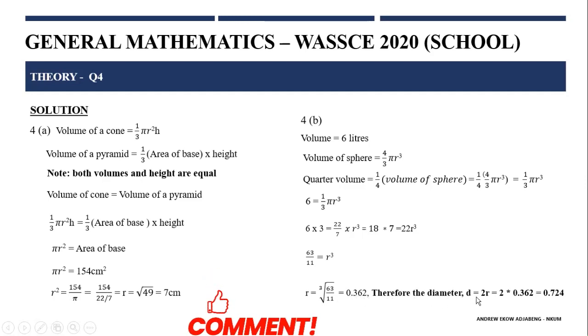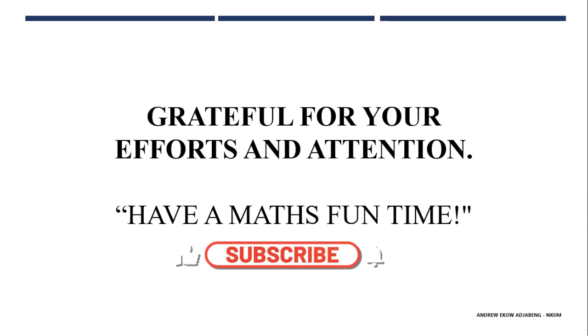Therefore, to find the diameter is 2 times the radius. That is 2 times 0.362. That gives us 0.724. Now, let me reinstate this. The value here is a different value to this. So, I've cleared that confusion. So, we are solving for a different radius. Sorry, the diameter in the second part. But we need to find the radius, and 2 times the radius will now give us the actual answer for the diameter.